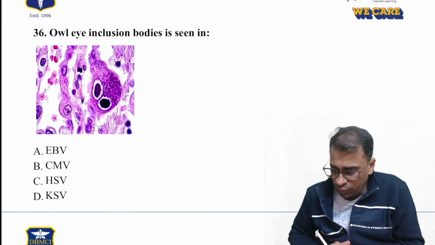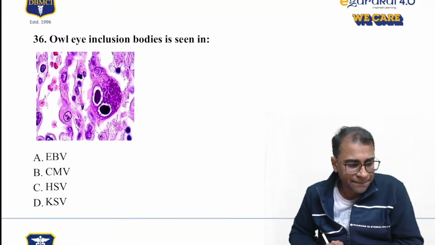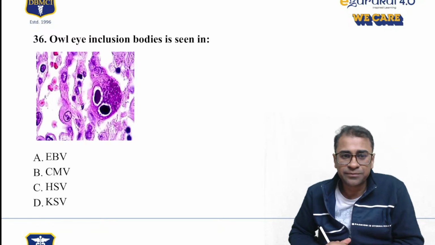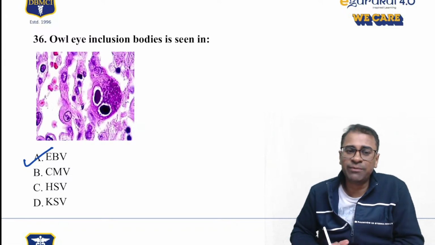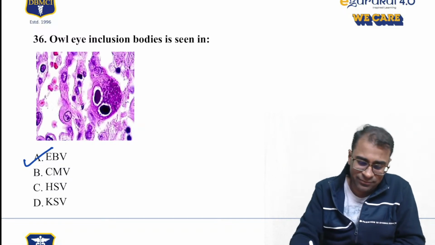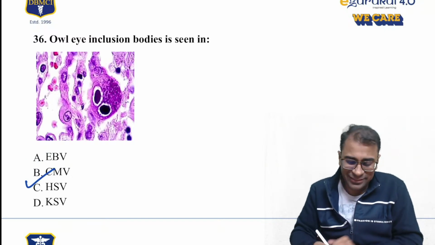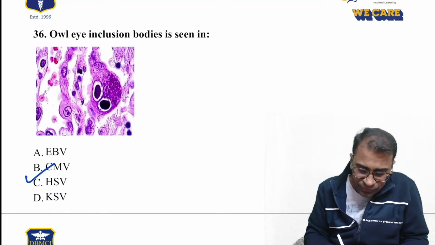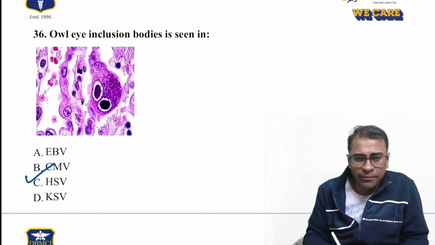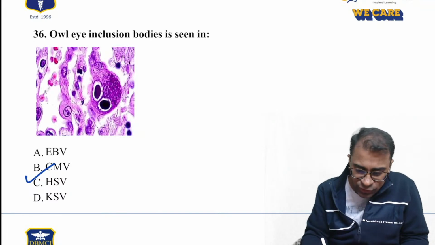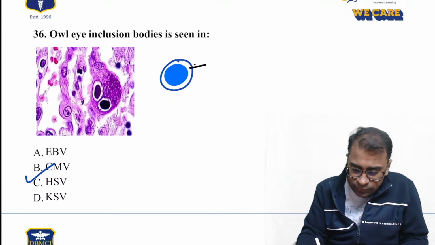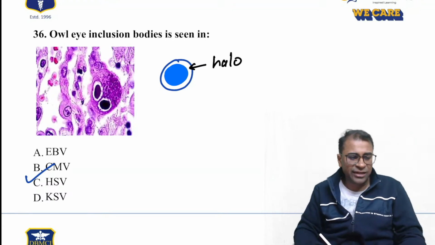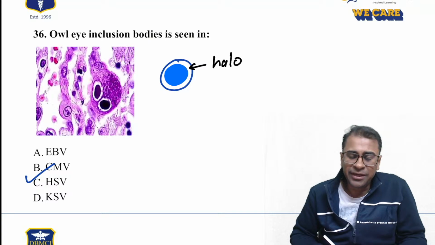Owl eye inclusion bodies, tell me. Owl eye inclusion bodies. It is, yes, Epstein-Barr virus. Very good, Epstein-Barr virus. नहीं, cytomegalovirus. अच्छा, ऐसा क्यों? देखो, in EBV we often get mononuclear cells, but this is a typical case of a cell with a nuclear inclusion ऐसा, and around there is a halo. This typical halo, ये halo है ना, is what is seen in cytomegalovirus infections. ठीक है.